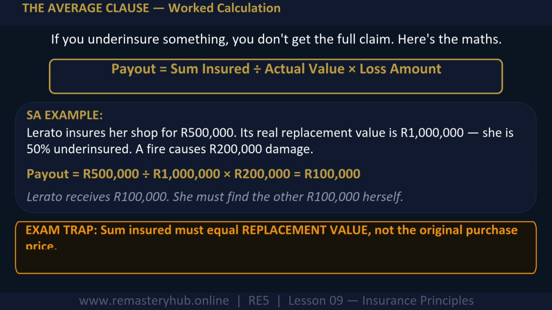Lorado only receives 100,000 Rand, not the full 200,000 Rand she lost. She has to cover the remaining 100,000 Rand herself because she chose to underinsure. Exam trap. The sum insured must reflect replacement value, what it would actually cost to replace the item today, not what was originally paid for it years ago.